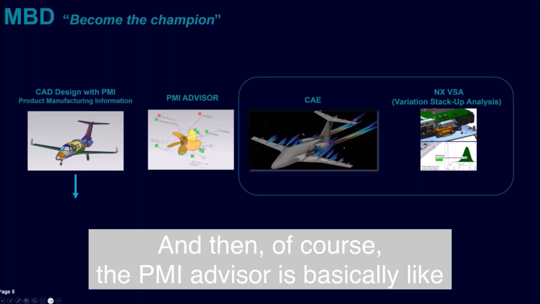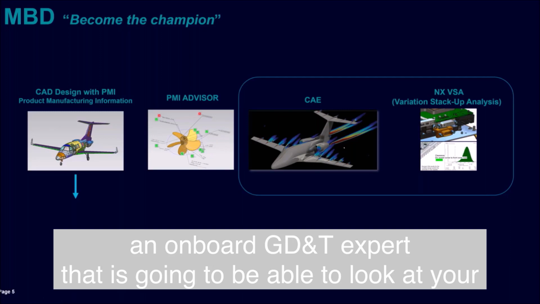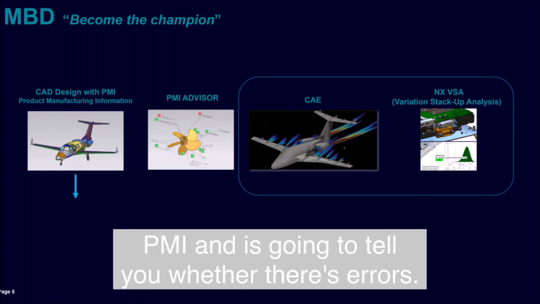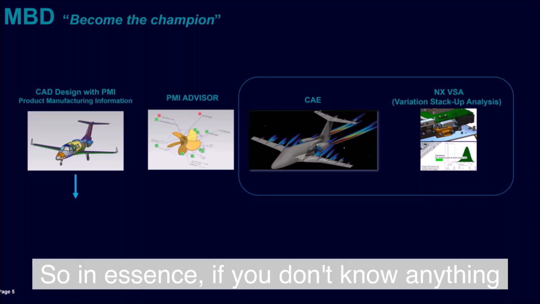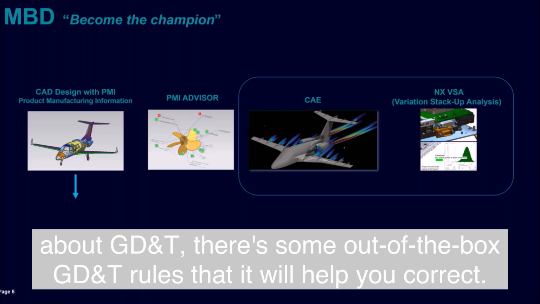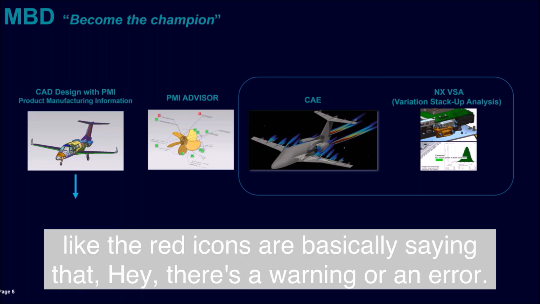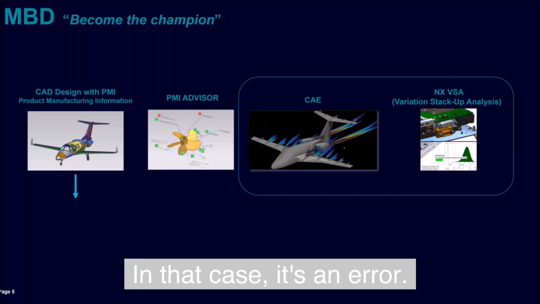Yeah, and then of course, the PMI advisor is basically like an onboard GD&T expert that is going to be able to look at your PMI and tell you whether there are errors. So in essence, if you don't know anything about GD&T, there are some out-of-the-box GD&T rules that will help you correct. That's what you're seeing, like the red icons are basically saying that, hey, there's a warning or an error. In that case, it's an error.